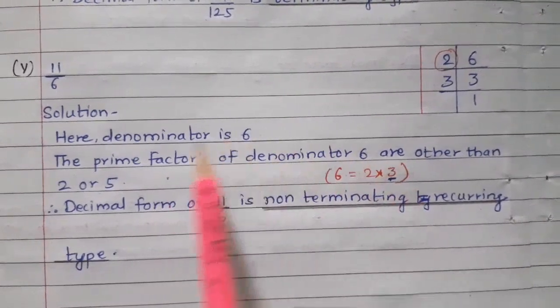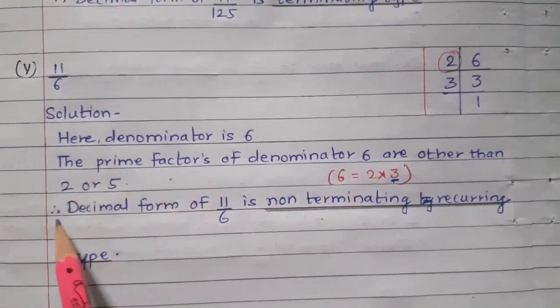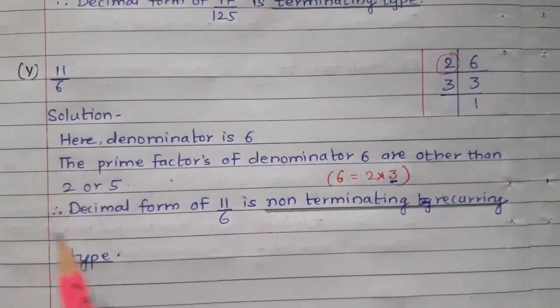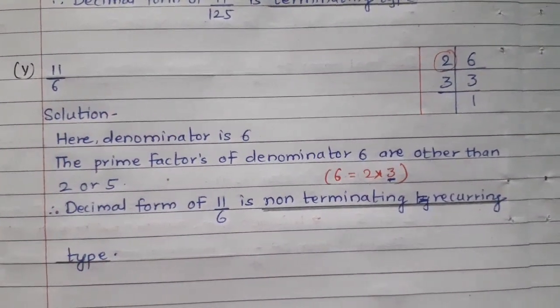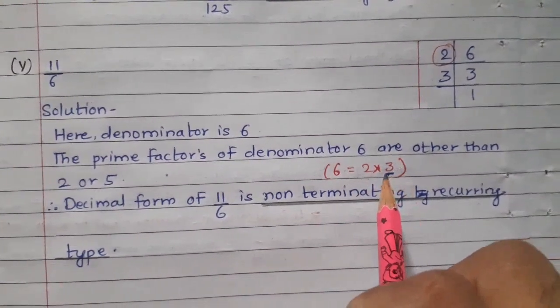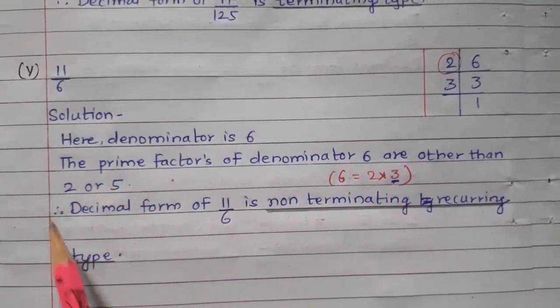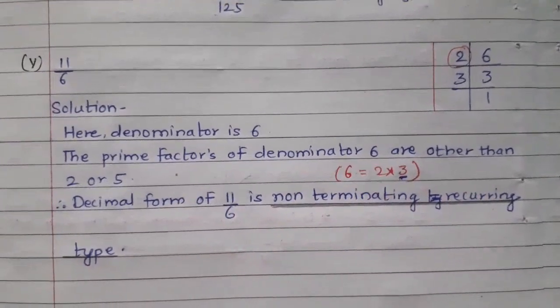Therefore, we want only 2 or 5. If only 2 or 5 is there, the decimal form of the given rational number is terminating. But here 2 is there, but also with that 3 is there. So, the decimal form of 11 upon 6 is non-terminating recurring type.